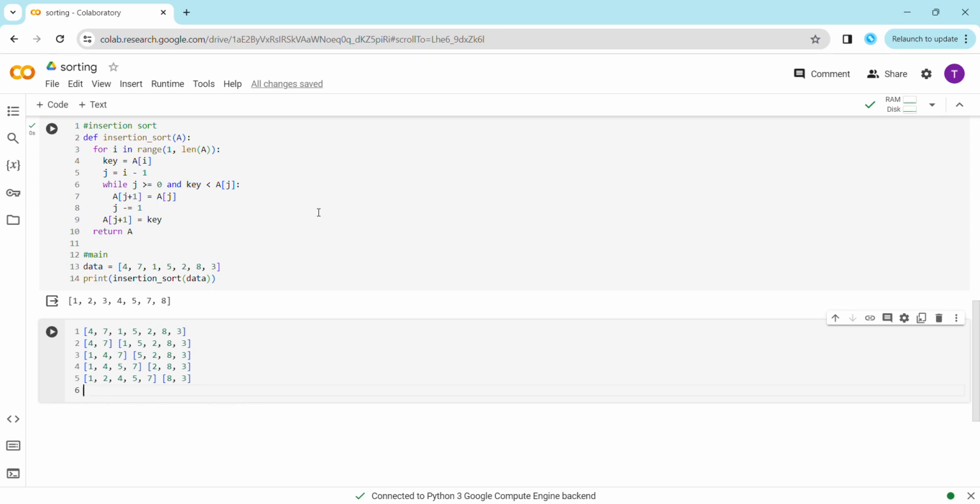So as the sixth number, 8, is compared against the elements in the sorted subarray, 8 is larger than all of the numbers, and so no swap happens and all of the numbers retain their position, inserting 8 into the last position.